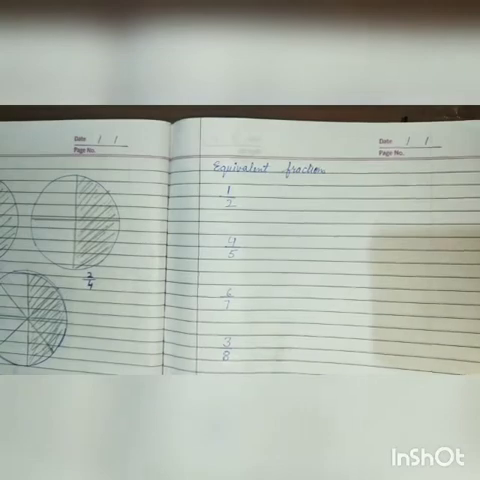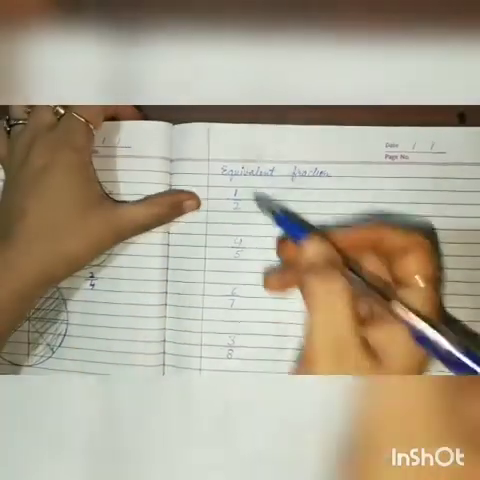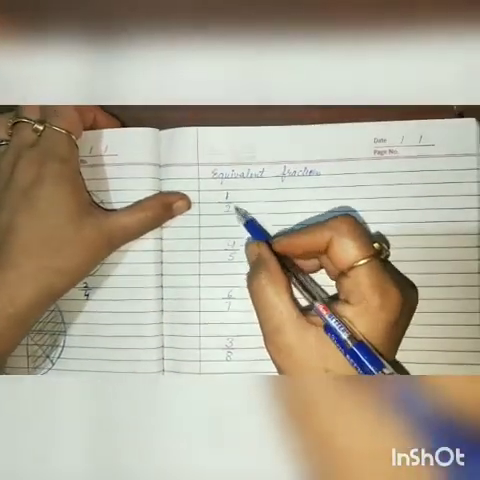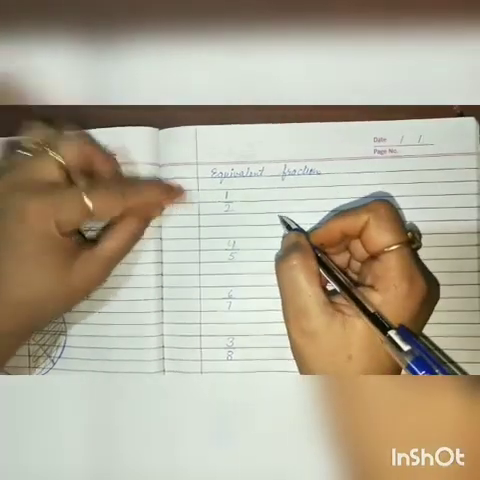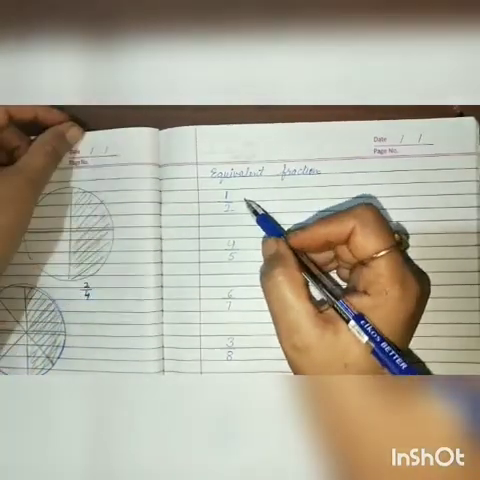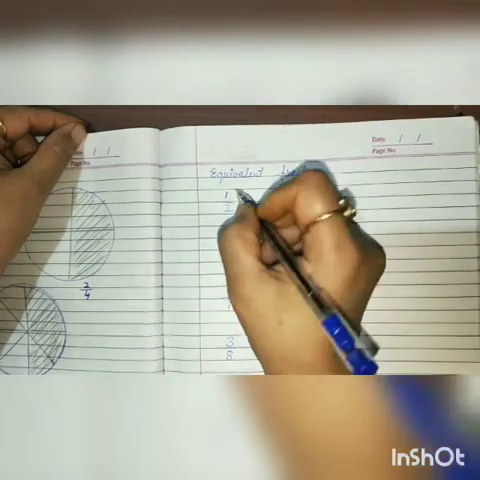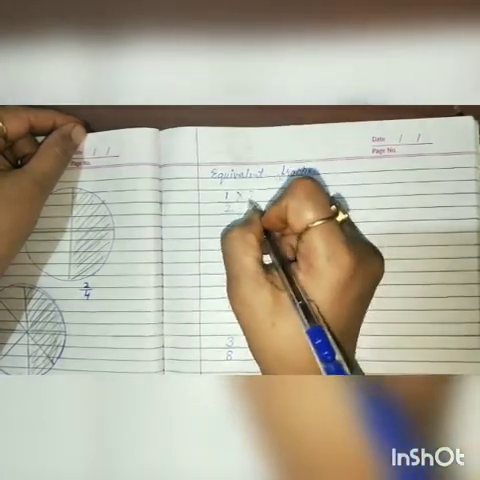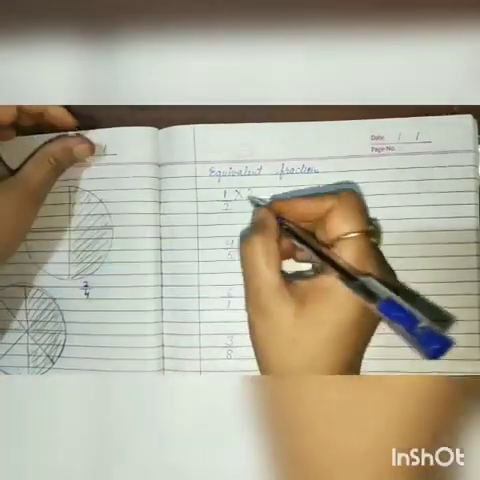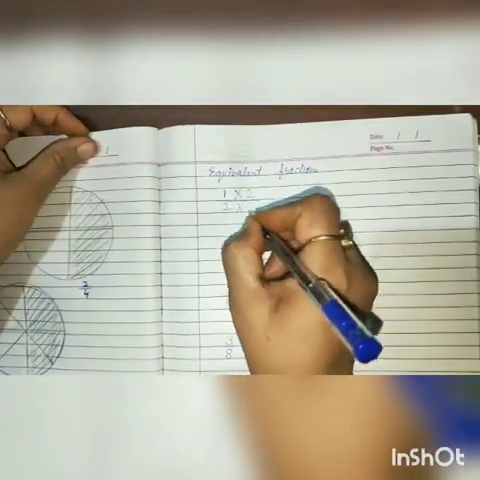Fractions. Let me explain. I have been given 1 by 2, and I have to make an equivalent fraction of 1 by 2. If you want to make an equivalent fraction, you have to multiply the numerator as well as the denominator with the same number. Suppose I am multiplying by 2, so in the denominator I have to multiply by 2 also.